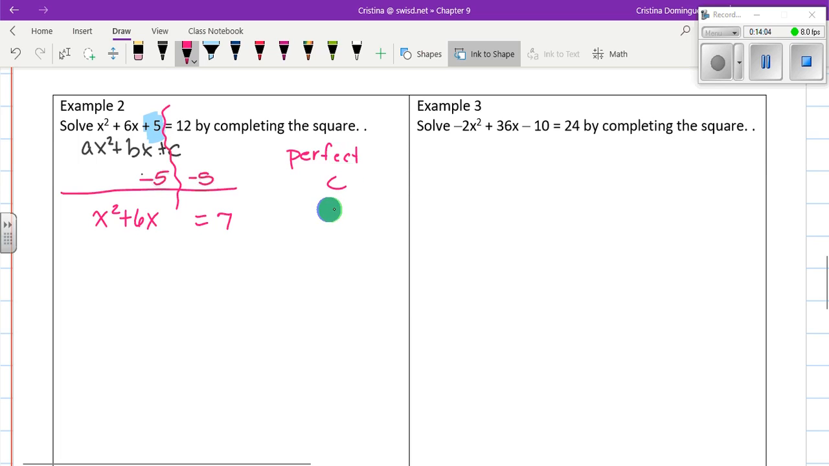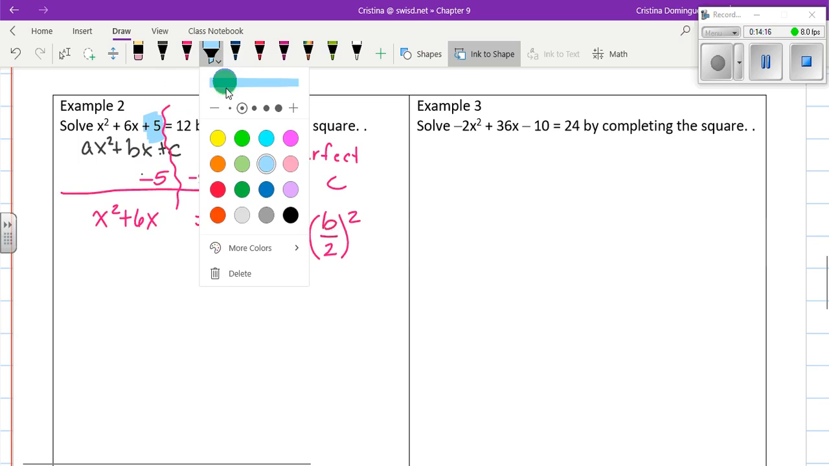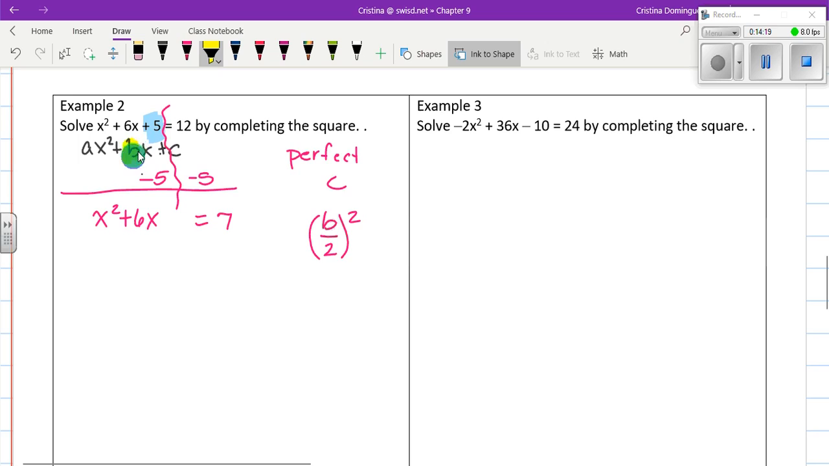Now remember, the formula was take the middle term, divide it by 2, and square it, right? So what is b? Well, b is right in front of x, and so is 6. So therefore, b is equal to 6. Let me go ahead and plop that in. What's 6 divided by 2? 3. Good. And 3 squared is 9. Outstanding. So this is the perfect c.